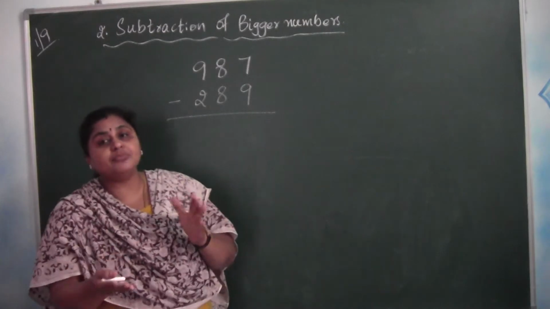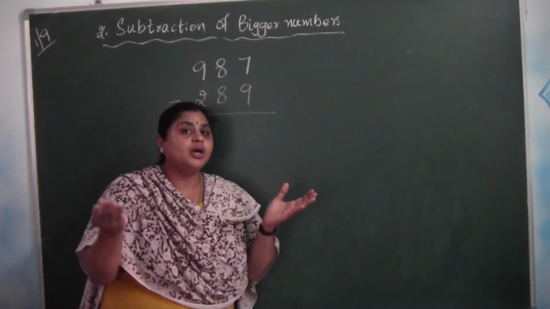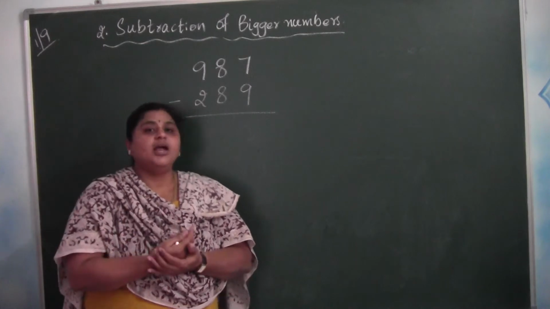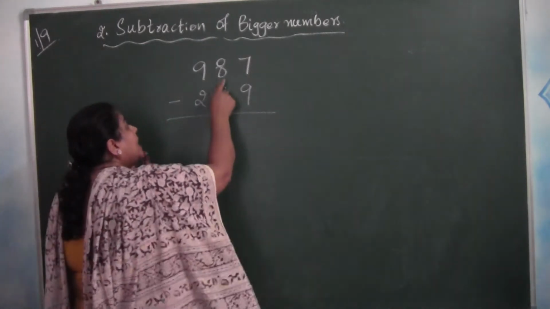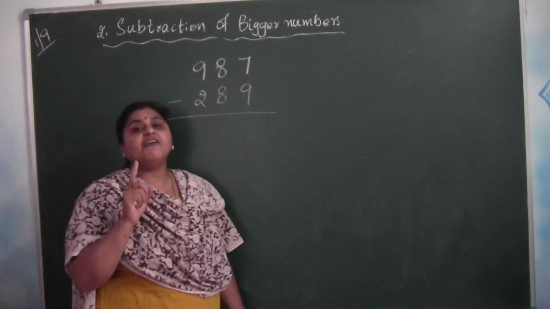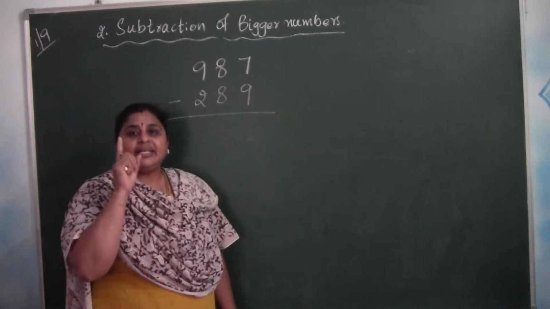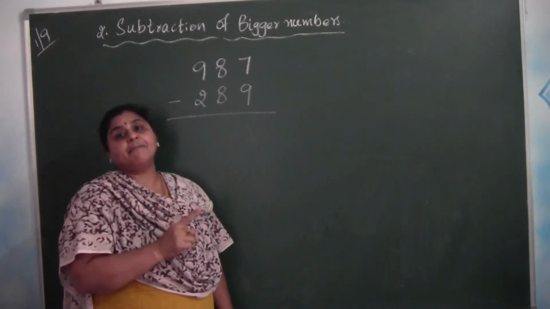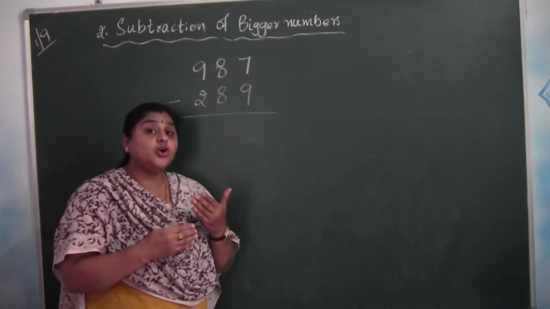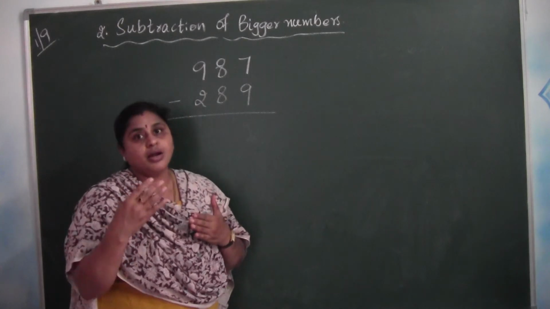What I am going to do? I am going to take a borrow. From where I am going to take a borrow? Is it from your pocket, children? No. Is it from my pocket? No. I am going to take a borrow with the previous number, that is 8. Whenever you are taking borrow from the previous number, what happens to that previous number? It changes to before number.